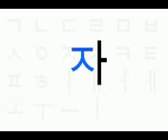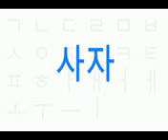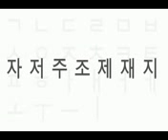This vowel is again ㅏ. So together it becomes 자, 사자. 사자, by the way, is a lion. So again, 사자. How about this one? 사. And this one is 자. And again, a lion is 사자. Okay, now pronounce these. 자, 저, 주, 조, 제, and 지.